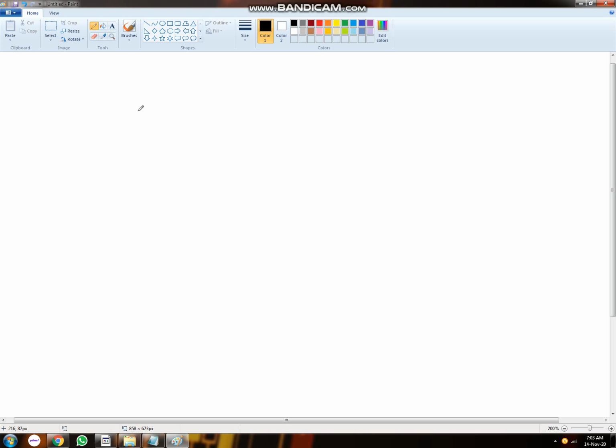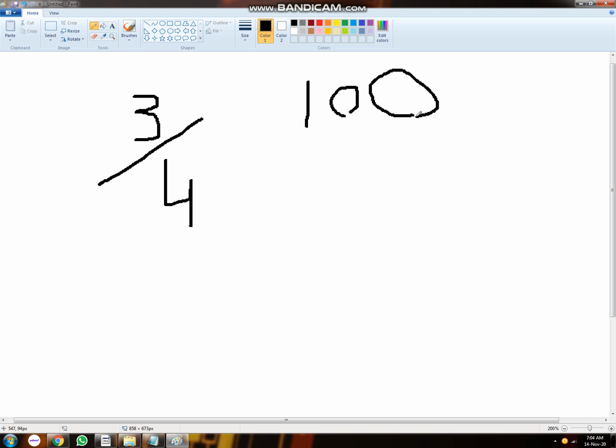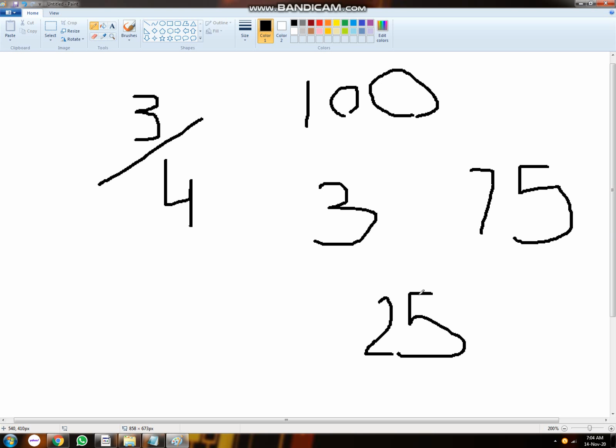If you buy shares, buy no more than three-fourths of the share stocks. What does this mean? If you have $100 in your account, invest three portions of it in stocks. That means invest $75 in stocks, and keep the rest, 25%, in your account.